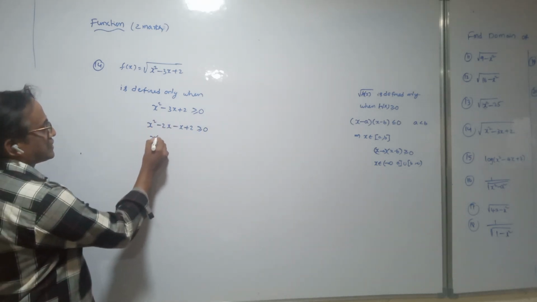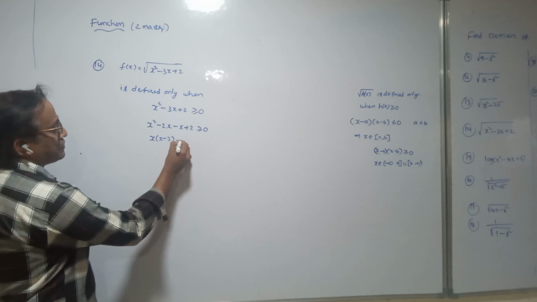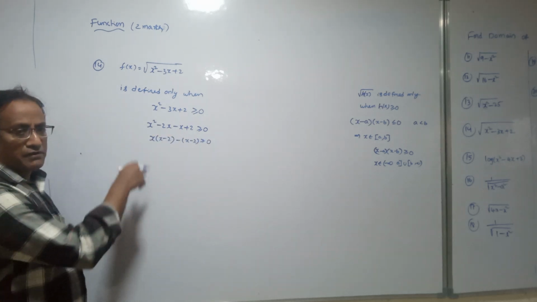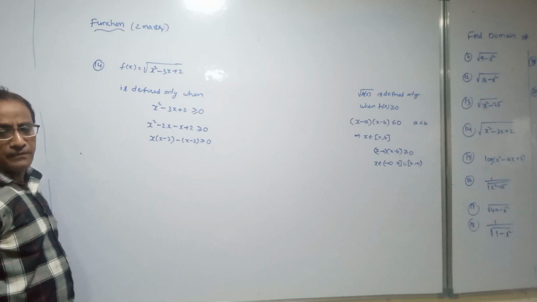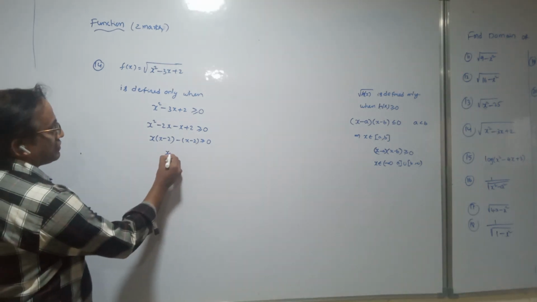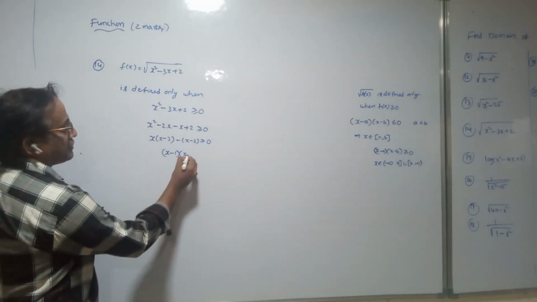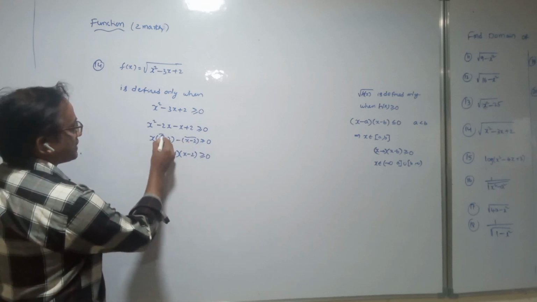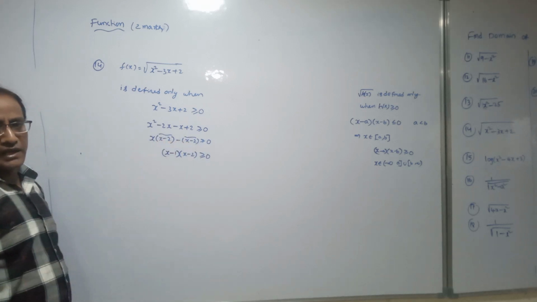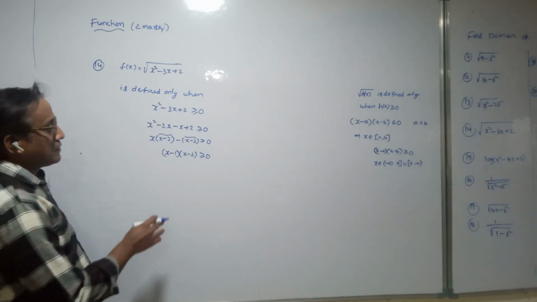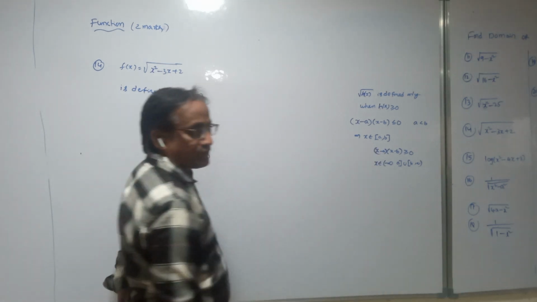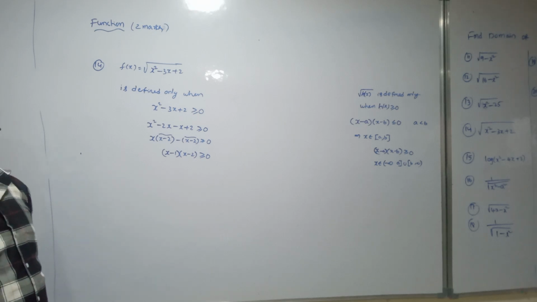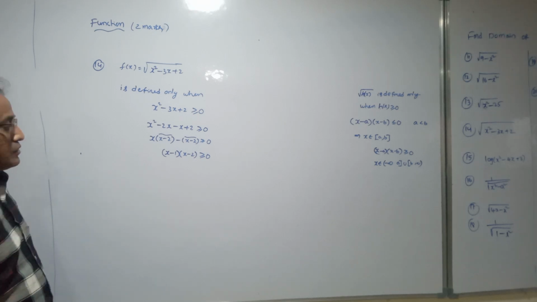So this is x into x minus 2 minus of x minus 2 greater than or equal to 0. I am factorizing the equation. So you will have x minus 1 into x minus 2 greater than or equal to 0. If you take x minus 2 as common, you will get x minus 1. Now you have a condition in this form: x minus a into x minus b greater than or equal to 0.